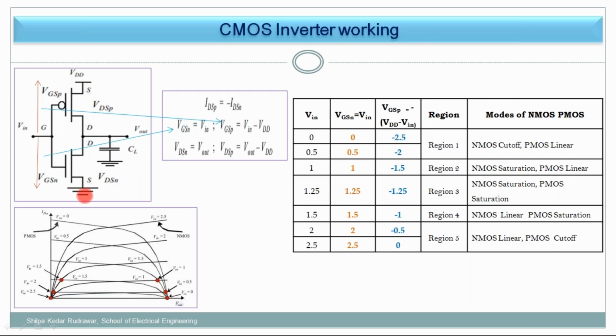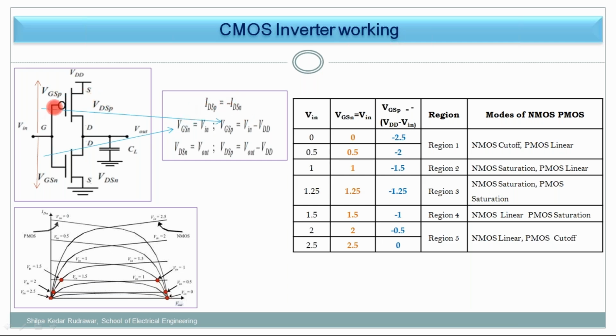Now here you are able to see this particular diagram, which I already told you. Proper notations are given. Now these particular equations are very important. Depending upon these, we have found the values. So what is meant by this equation? I hope you are able to see it properly. This is the drain current of the PMOSFET, IDSP, and the drain current of the NMOSFET is IDSN. Both are opposite to each other.